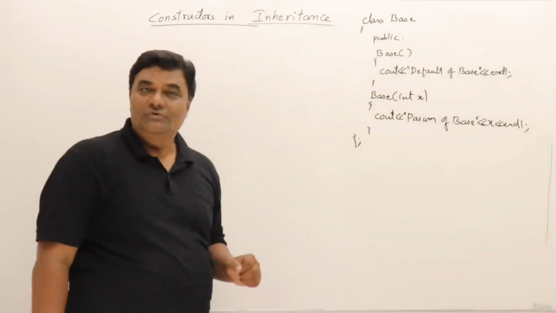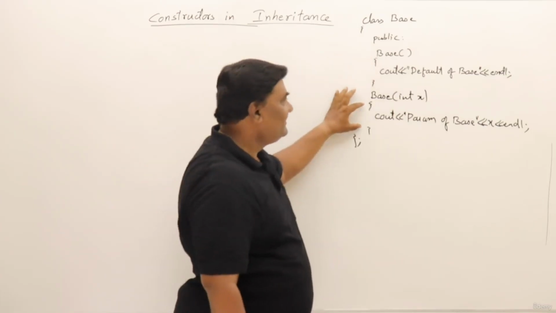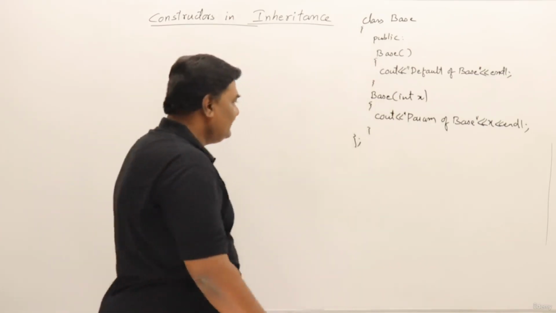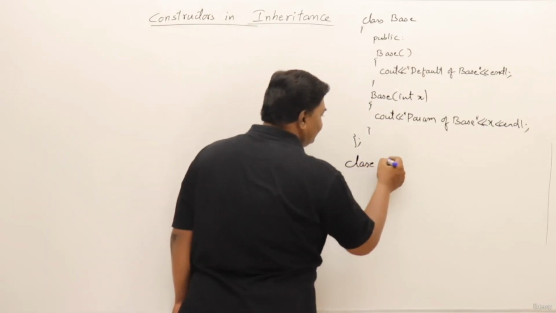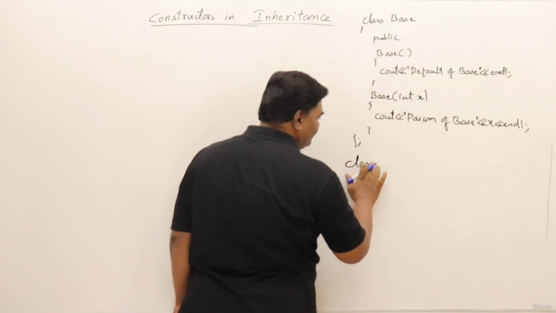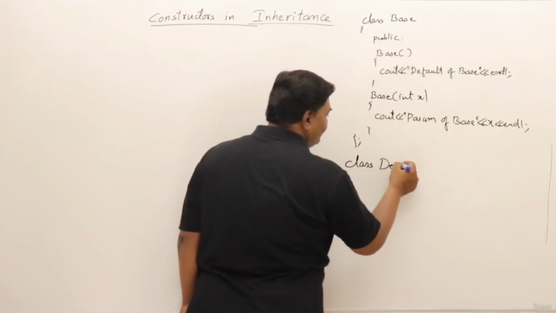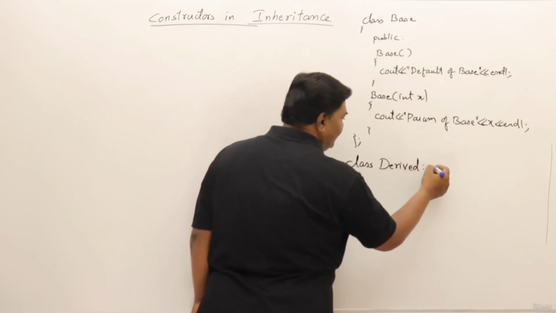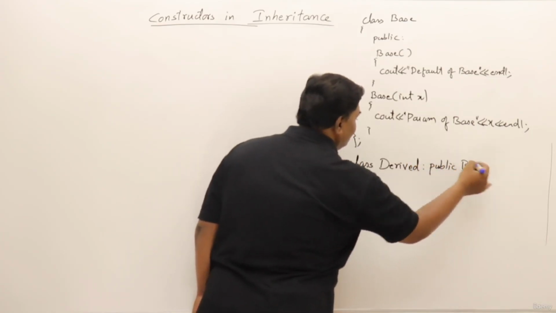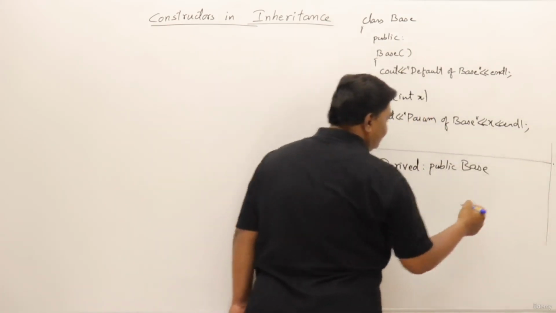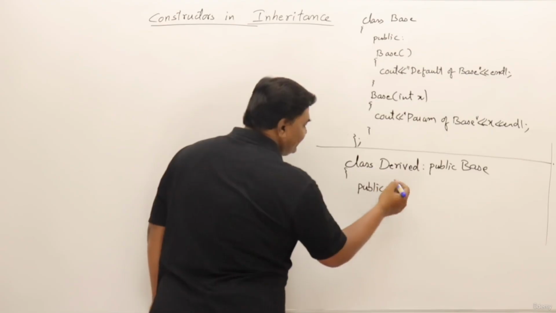Now the base class is having two constructors. One is a non-argument constructor, that is the default constructor. One is a parameterized constructor. Then I will write a class derived, which is inheriting from base, that is public base. So I'll separate a line here. Now inside this I don't write any other members, just constructors.